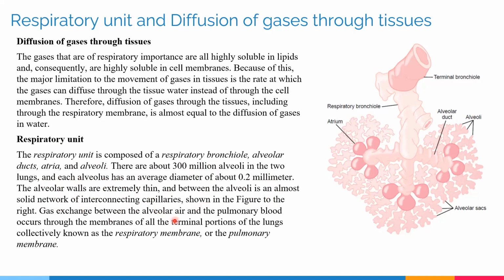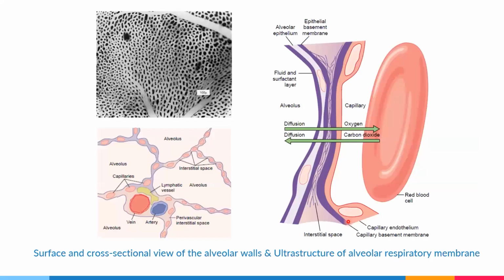Gas exchange between the alveolar air and the pulmonary blood occurs through the membranes of all the terminal portions of the lung, which is collectively known as the respiratory membrane or the pulmonary membrane. So this is the particular respiratory unit that is shown right here.